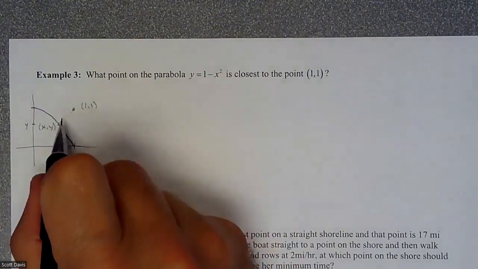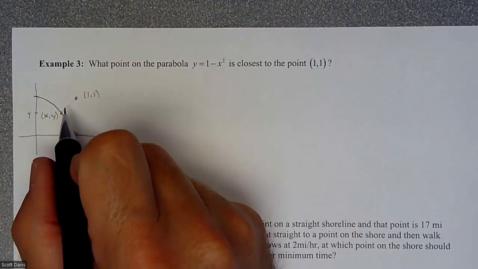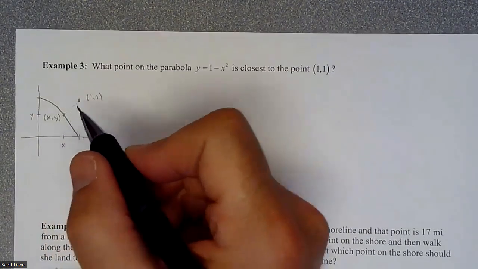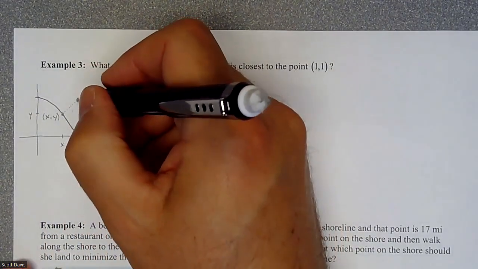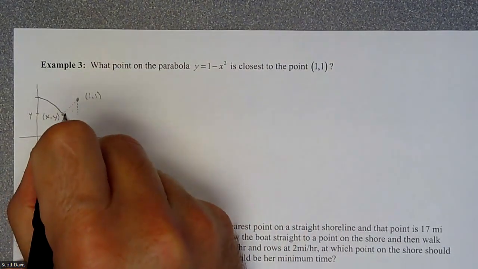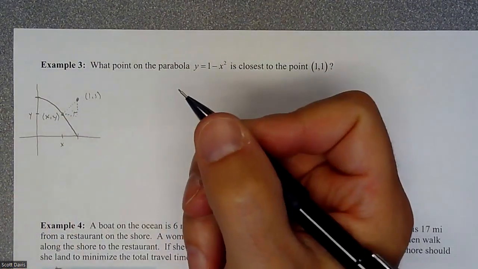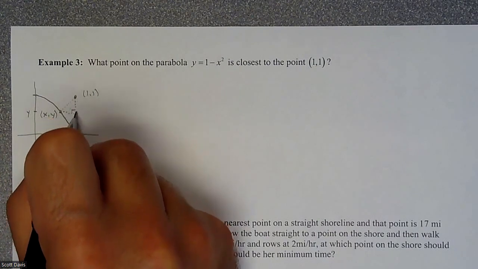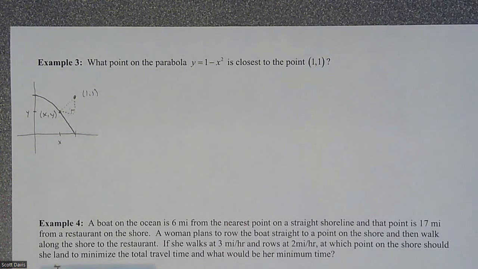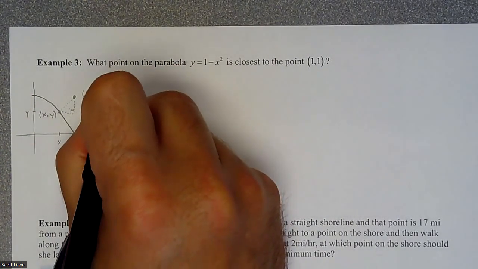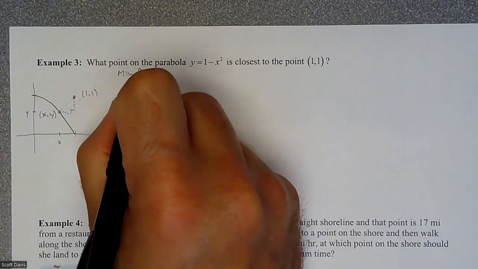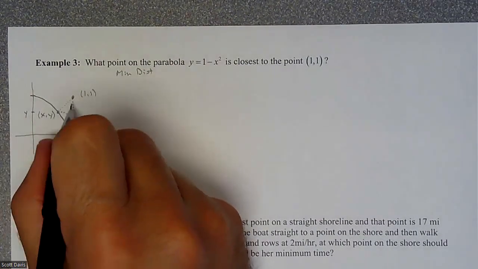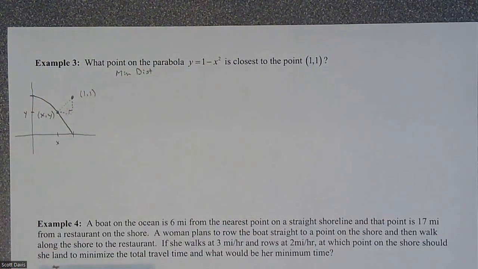We're trying to minimize our distance, which means we're going to be working with a distance formula. But I don't have the distance formula memorized very well. What I can do is create a right triangle, because the distance formula comes from the Pythagorean theorem. What we're looking to minimize is the hypotenuse. So we're minimizing distance, minimum distance, and that distance is going to be our hypotenuse. So I need the Pythagorean theorem as the equation that I'm going to create.